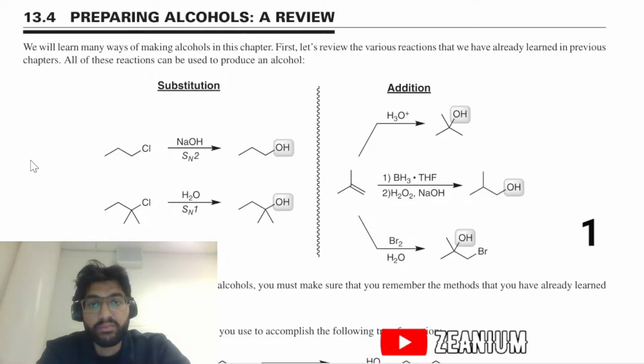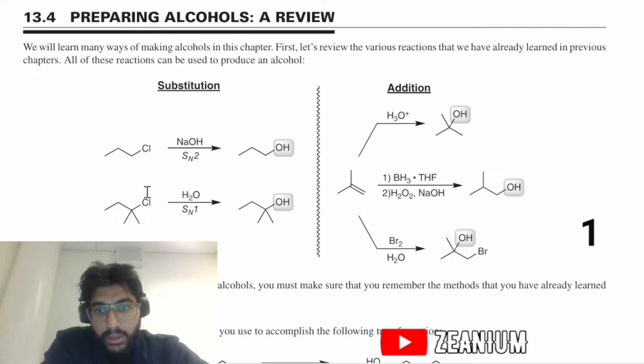Preparing alcohols. Overview. We will learn many ways of making alcohols in this chapter. First, let's review the various reactions that we already have learned in previous chapters. All of these reactions can be used to produce alcohol. We have substitution, where we have SN2 substitution with this base, and also H2O doing an SN1 substitution, but only when it's tertiary.